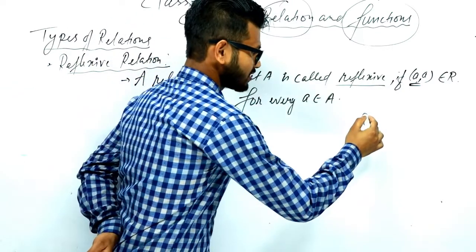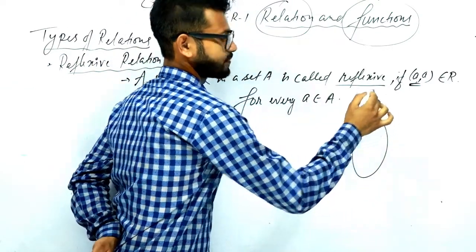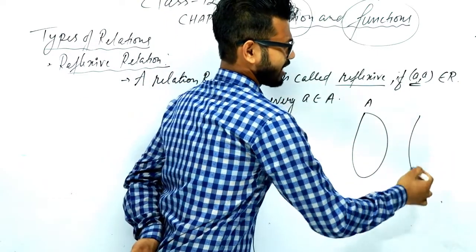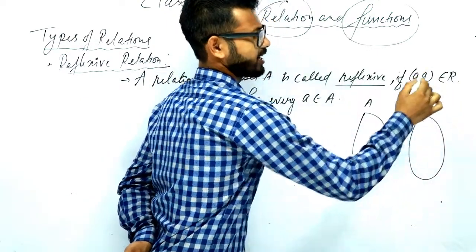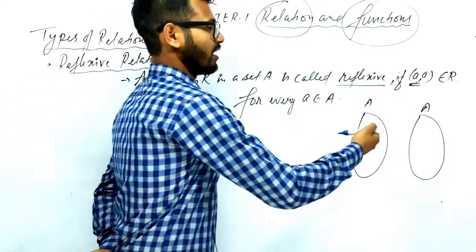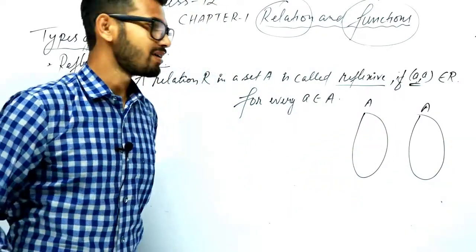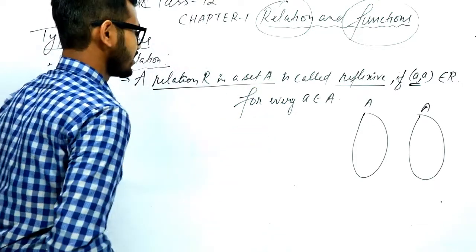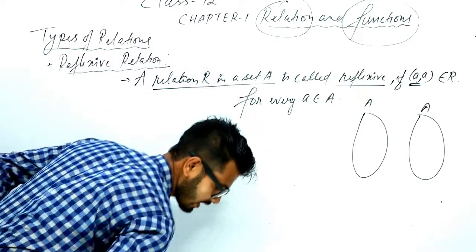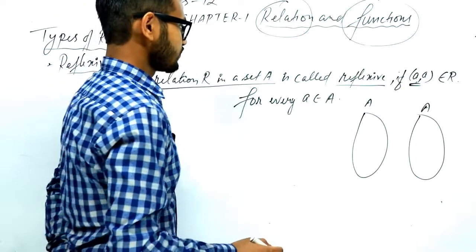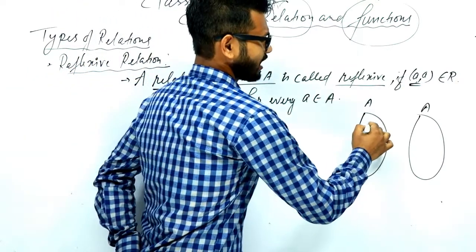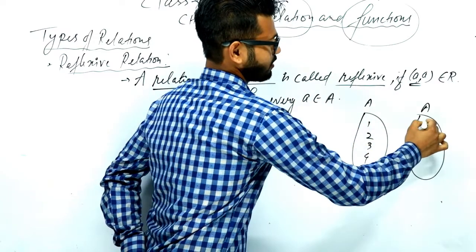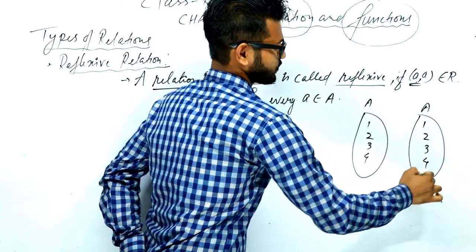So let us consider that there is a set A. It's one set. Let us take another set, the codomain, and there is also a set A. It means they consist of the same type of elements, because it is already said here that a relation R in a set A means A cross A. So let us consider the following elements are present in the set: 1, 2, 3, 4. Here also, similarly, 1, 2, 3, 4.